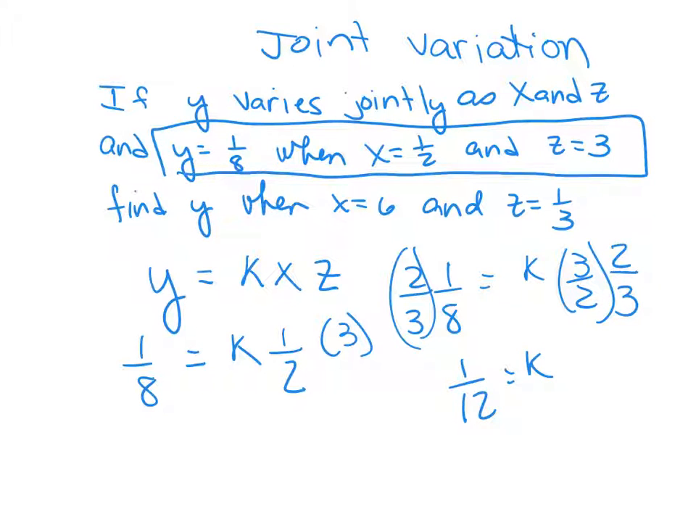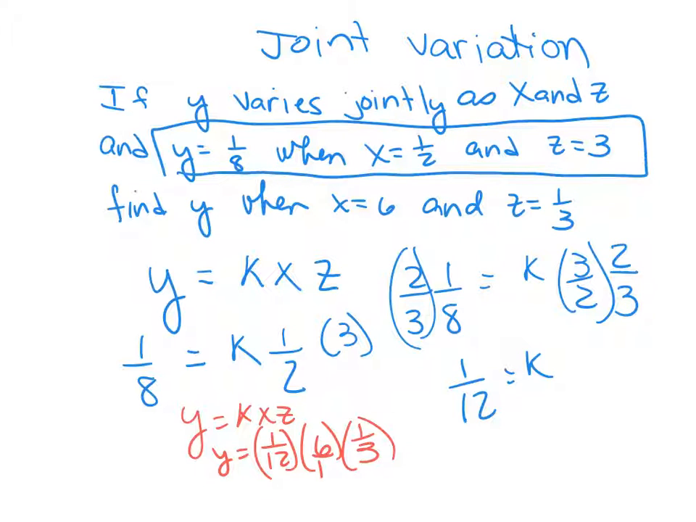Are we done? No. We know that y equals kxz because y is jointly proportional to x and z. So y, it says find y, so we don't know y. We know k, we do now. We know x is 6, and we know z is 1/3. Put the 6 over 1 if you get a little nervous about the 6. So that's 1/2 times 1/3. I think it's 1/6.